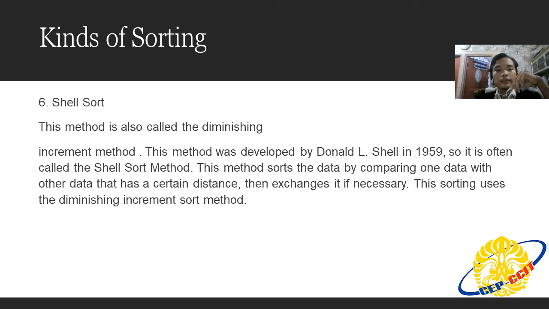Number 6, shell sort. The method is also called the diminishing increment method. This method was developed by Donald L. Shell in 1959, so it is often called the shell sort method. This method sorts the data by comparing data with other data that has a certain distance, then exchanging it if necessary. This sorting uses the diminishing increment sort method.